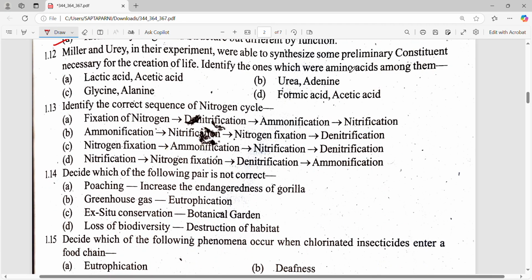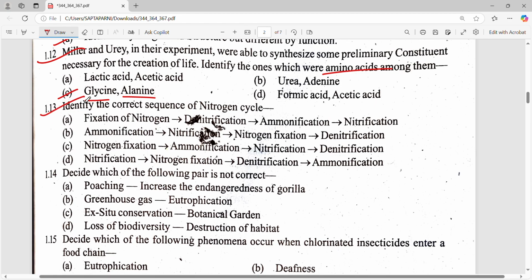See, Miller-Urey in their experiment were able to synthesize some preliminary constituent necessary for the creation of life. Identify the ones which were amino acid, okay, among them. So see here, 4 options are given and the correct option would be option C. Glycine and alanine are the amino acids which were created by their experiment, okay.